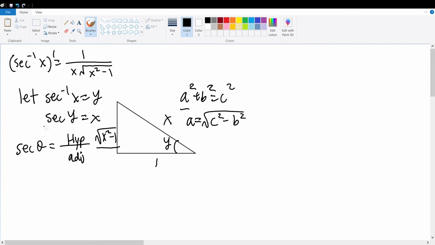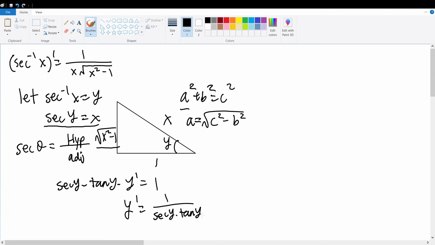And what we can now do is take the derivative on both sides of the equation secant y is equal to x to obtain secant y times tangent y times y prime is equal to 1. To rearrange this, we get y prime is equal to 1 over secant of y times tangent of y, which is also equal to the derivative for the inverse of secant x.